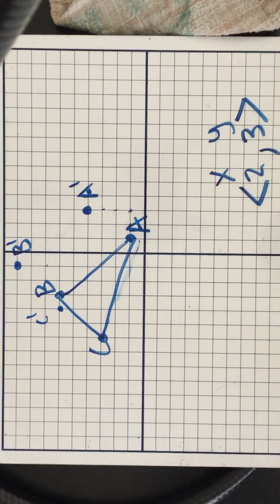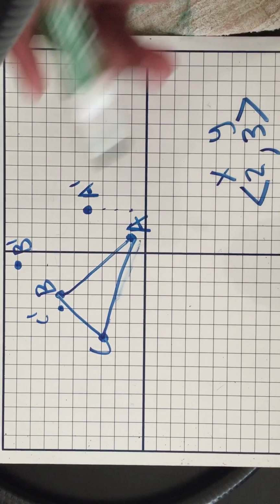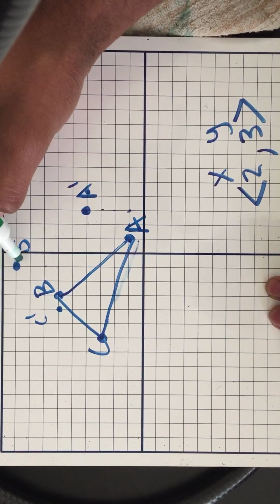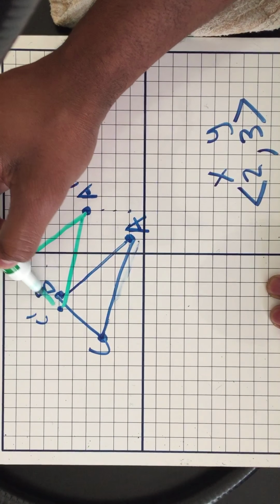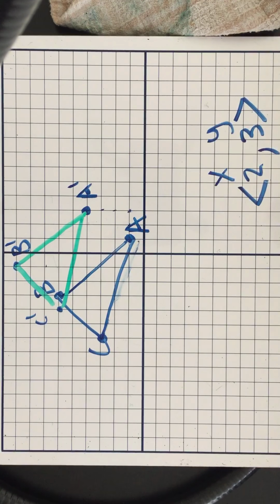I'm going to use a different color just so it's not terribly confusing. So when we draw this, we get this figure. And you can see every coordinate has been shifted 2 to the right and 3 up.